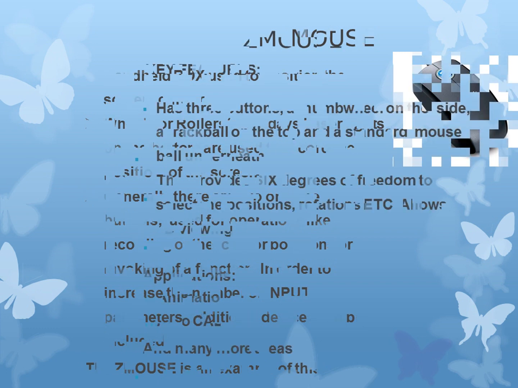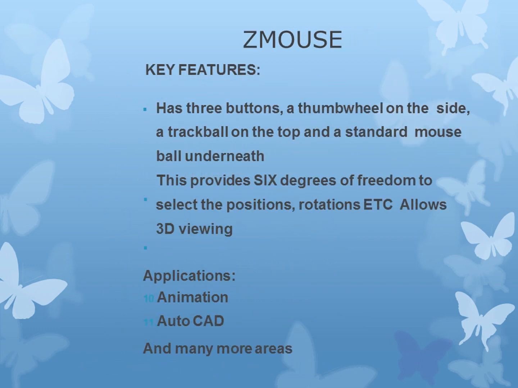An example is the Z mouse. And what is this Z mouse? The Z mouse has 3 buttons, a thumb wheel on the side, a trackball on the top and a standard mouse ball underneath. This provides 6 degrees of freedom to select the position, rotation, etc. And where do we use the Z mouse? We use it especially in animation and AutoCAD.